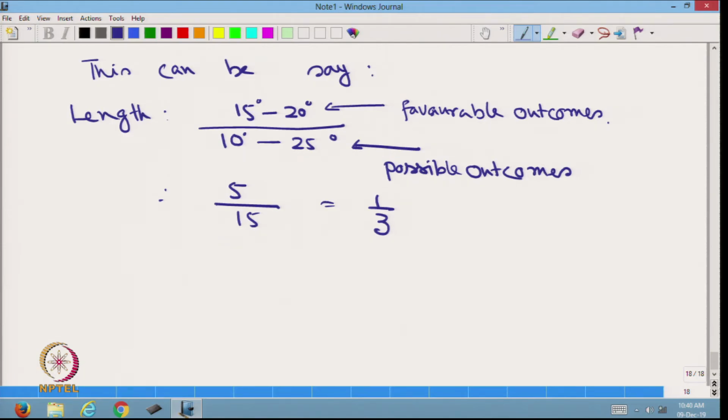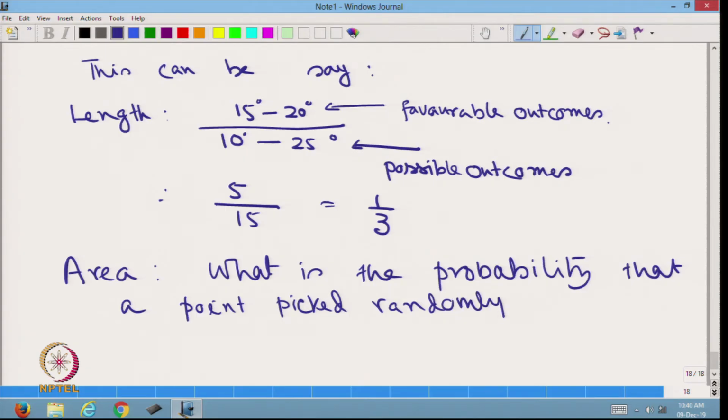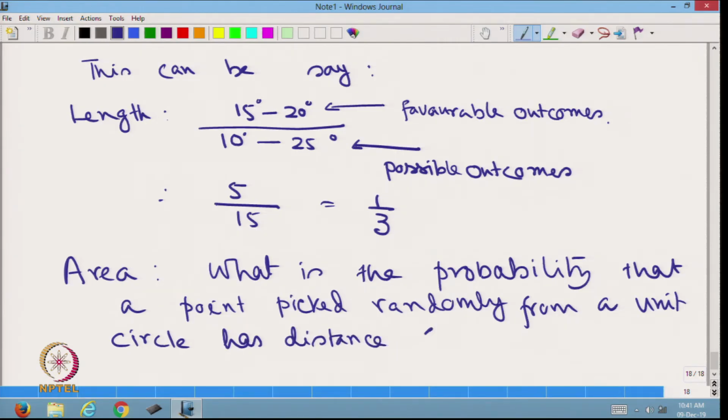In a similar way, say sometimes we can use area. Suppose we are looking at an event, what is the probability that a point picked randomly from a unit circle has distance less than half from the center.